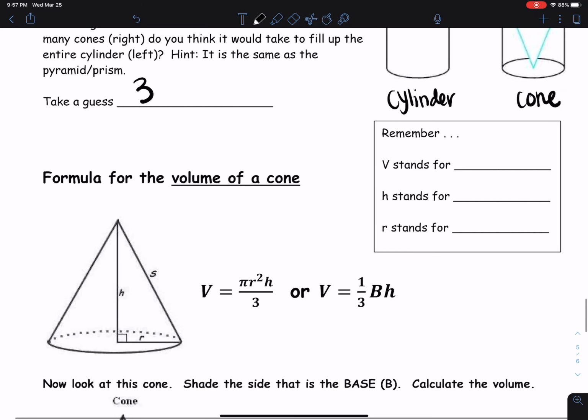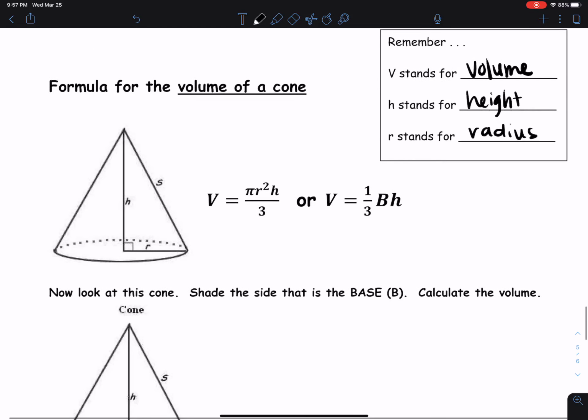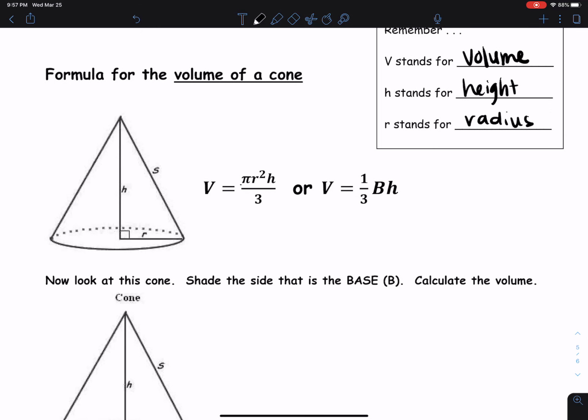And then this says, remember, V stands for volume, H stands for height, and then R, that stands for radius because we're dealing with circles. So the R is going to be the radius. So the volume of a cone is the volume of the cylinder divided by 3. So pi r squared H divided by 3.